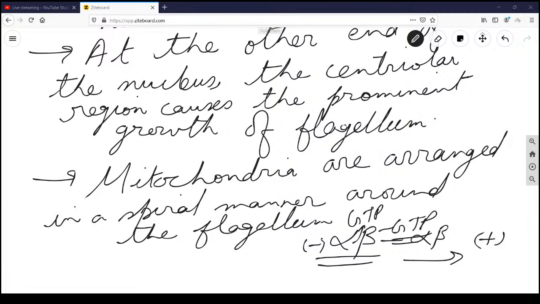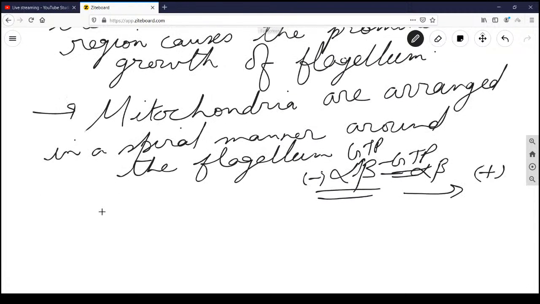Now as spermiogenesis continues, the remainder of the cytoplasm, which is known as the residual body, moves away from the nucleus. Okay, it moves away from the nucleus.